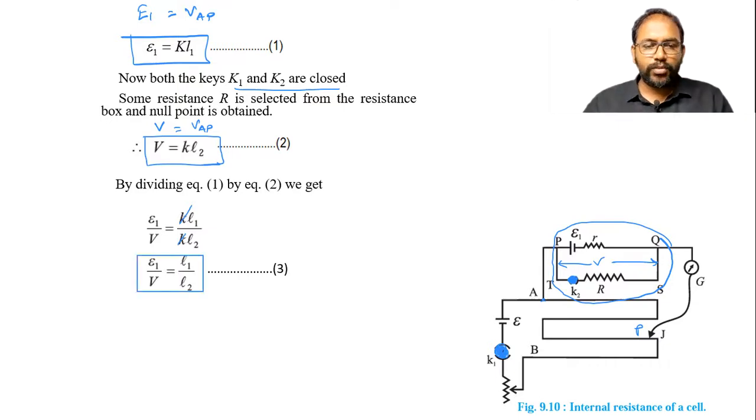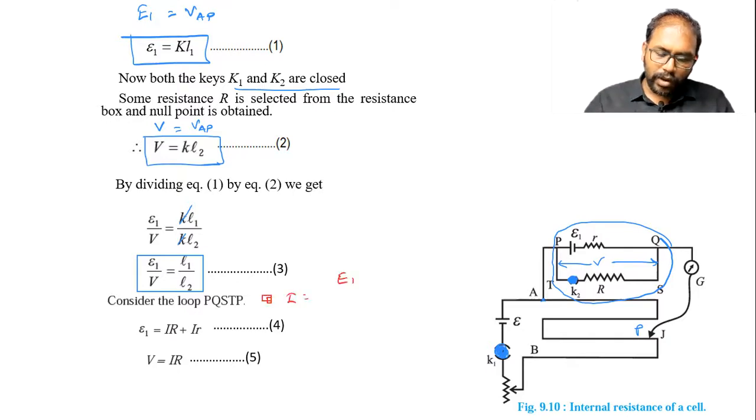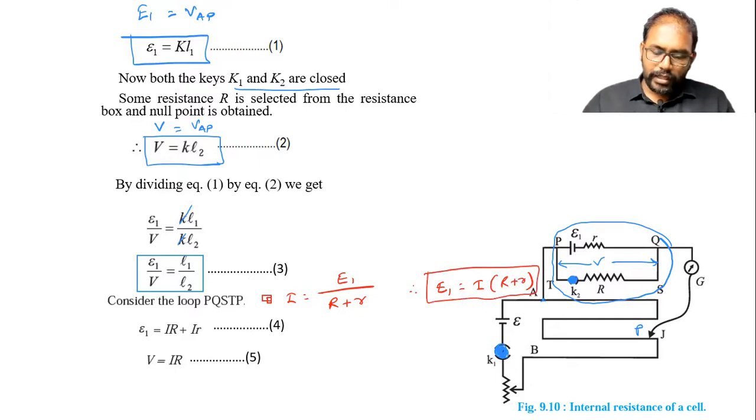Now similarly, by Ohm's law for a complete circuit, we can write E1 is equal to IR plus I into small r. Or we can write directly this way also. You know the formula by Ohm's law, I is equal to E upon R plus r. By using that also you can write E1 is equal to I into R plus r. And this equation we can name as 4.